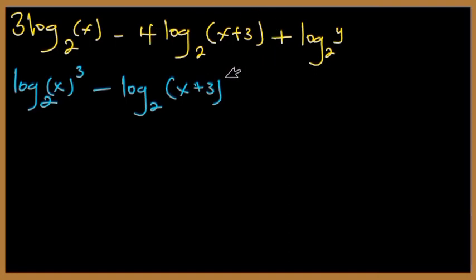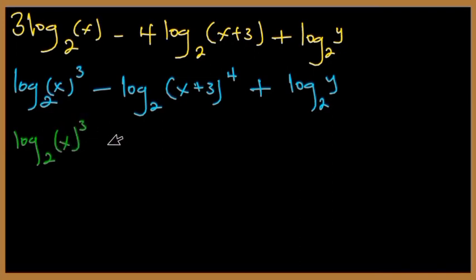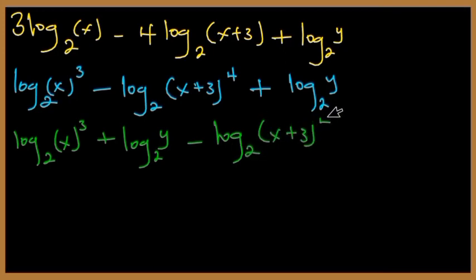All this 4 comes to the top as to the power 4, plus minus log base 2 to the power y. So from here, what we will do is rearrange the expression as minus log base 2 x to the power 3, plus, now this one moves here, so I'm just arranging it, log base 2 to the power y minus log base 2 x plus 3 all to the power 4.